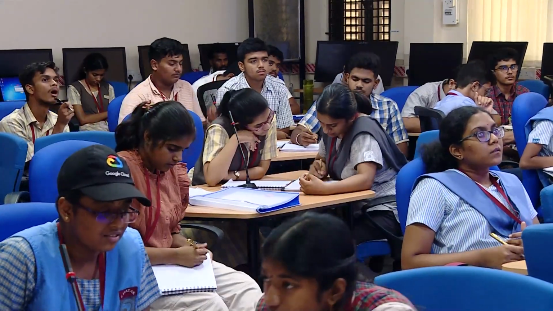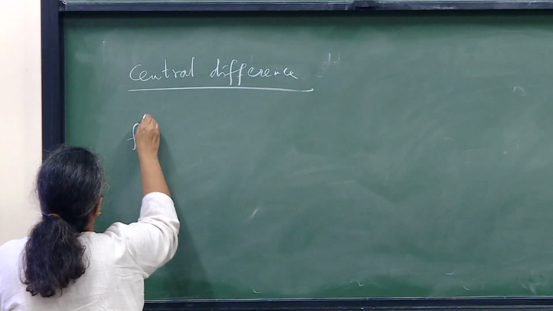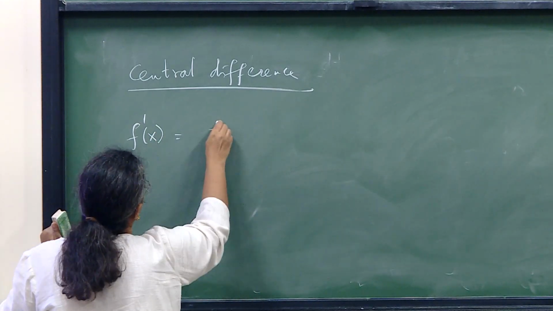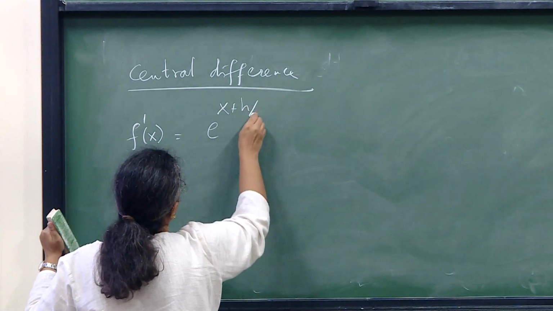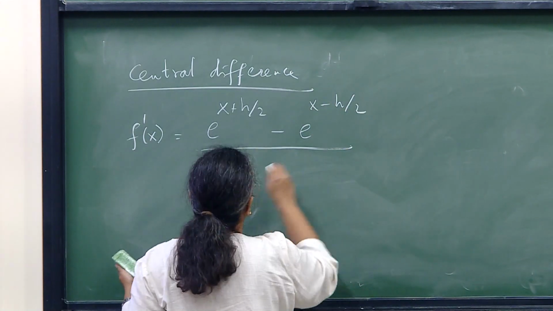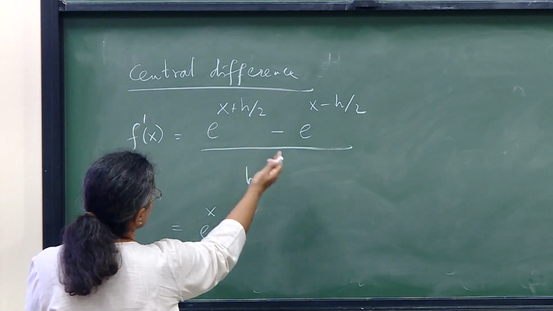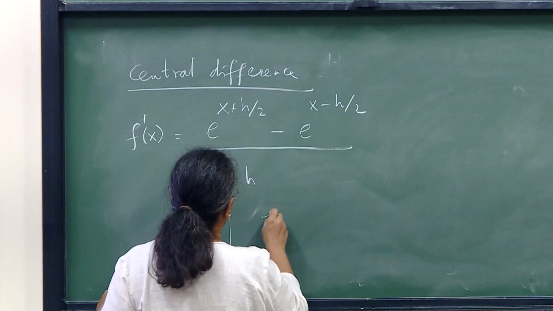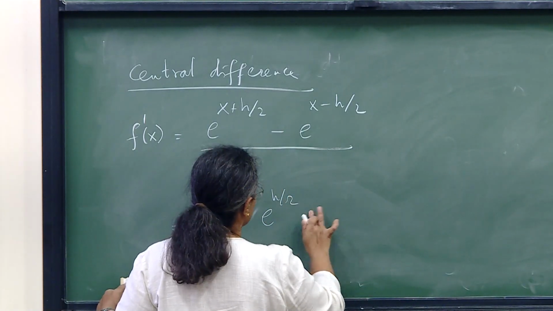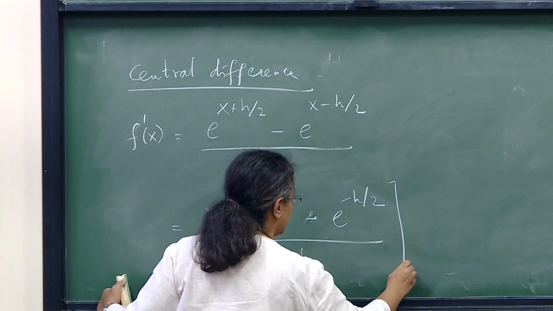So now if I do central difference, then what happens? f prime of x is e raised to x plus h by 2 minus e raised to x minus h by 2 divided by h. That is going to be e raised to x, I am pulling it out. So therefore I have e raised to h by 2 minus e raised to minus h by 2 divided by h.